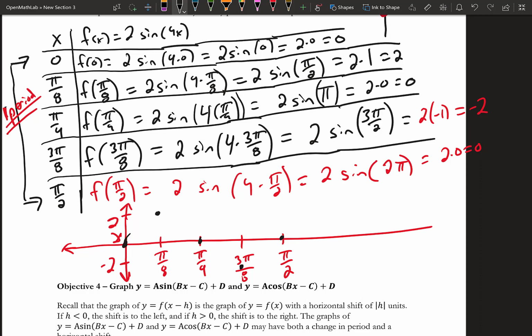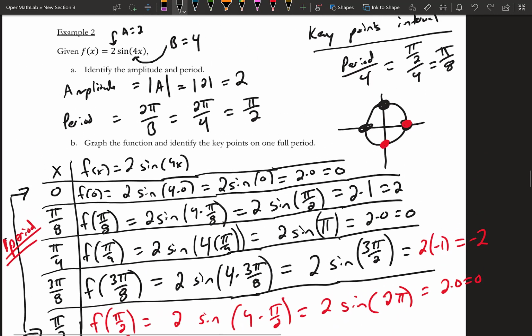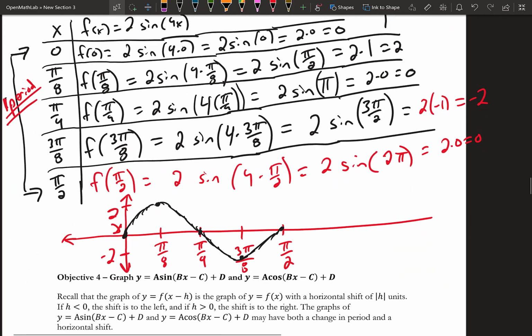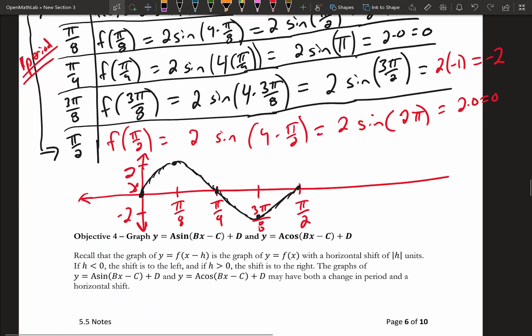So then we can just graph this. And we get a graph that looks like this. Right, so notice that this period is shorter than 2 pi. The period's pi over 2, so it's going to keep repeating itself. In this case, it will repeat itself 4 times in a typical period, right?